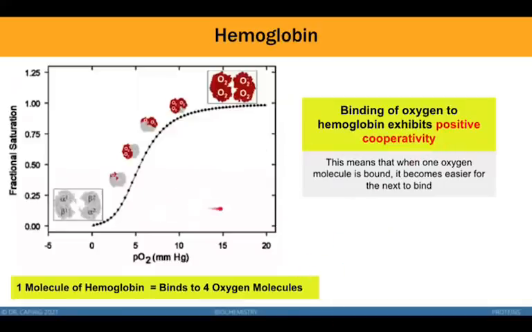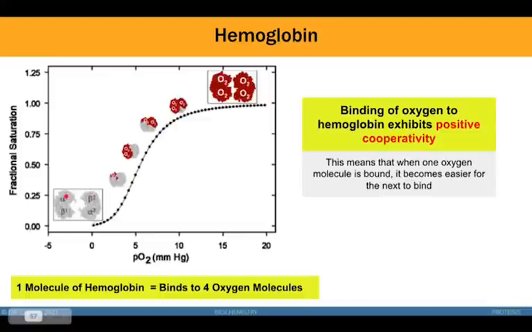Okay. In hemoglobin, in contrast to myoglobin, one molecule of hemoglobin binds to four oxygen molecules. And what is unique about hemoglobin is that binding of oxygen to hemoglobin exhibits positive cooperativity. When you say positive cooperativity, this means that when one oxygen molecule is bound to hemoglobin, it becomes easier for the next oxygen molecule to bind. So this is the structure of the hemoglobin.